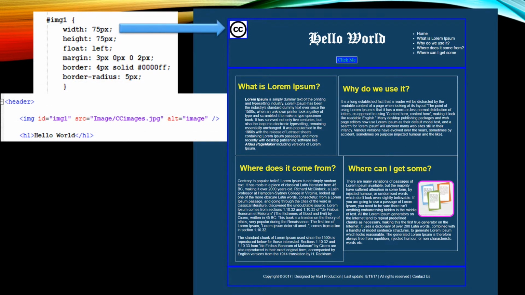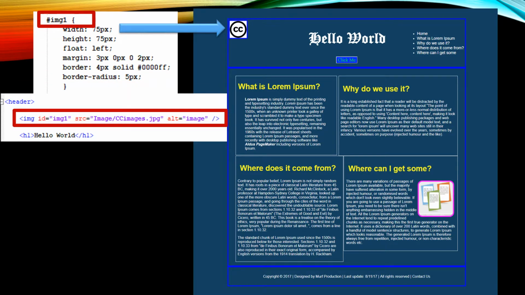If you look at the styling, the reason I created a special ID selector for each of these images is because I want to style them differently. The width and height of my first image is different than my second. I also floated this left, and I added a smaller border radius.